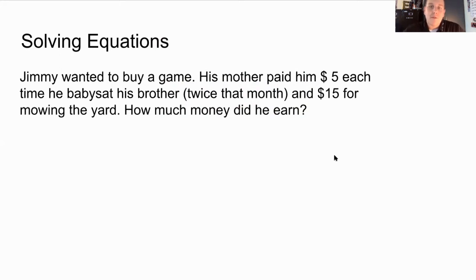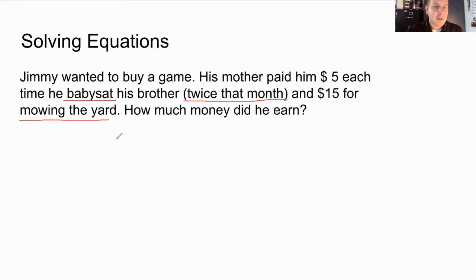His mother paid him $5 each time he babysat his brother, twice that month, and $15 for mowing the yard. How much money did he earn? I know that he has done two things. He has babysat, and I think he babysat twice, right? Twice that month, so that's important. And then he mowed the yard. To find the total, I know there's going to be two steps. My first step is he makes $5 each time he babysat.